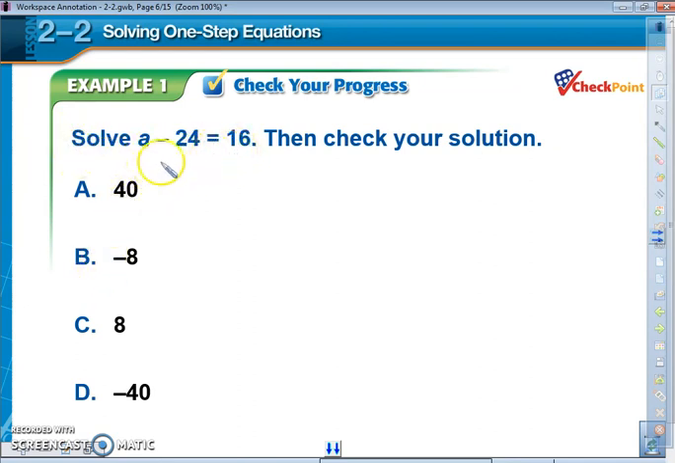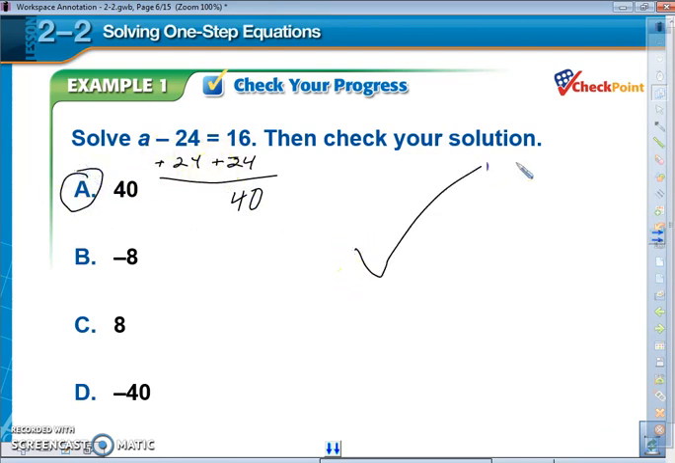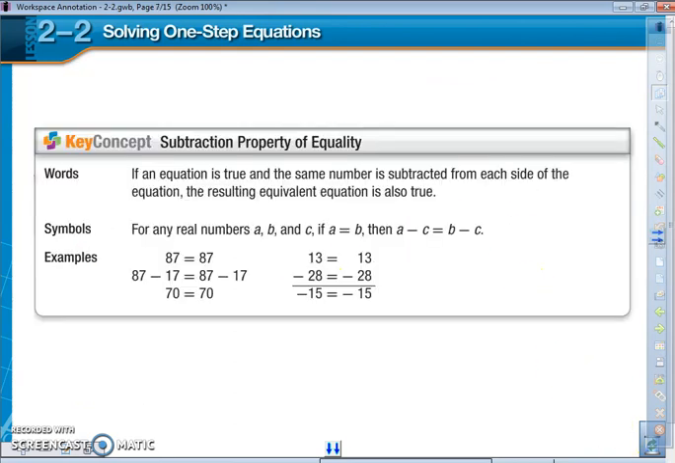Well, multiple choice, I can just put them in there and check it, or I can add 24 to both sides. Okay? And I get 40 right there. 40 minus 24 equals 16. Yep, it does every time. All right, subtraction property, skip that.